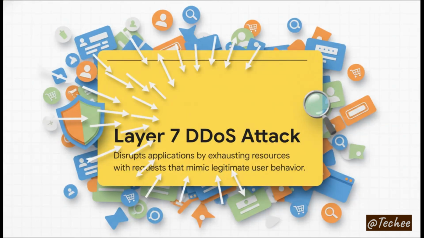And a Layer 7 DDoS attack is especially nasty. Here's why. It's smart. It doesn't just flood the network with junk. It actually mimics real users. It sends thousands of requests that look totally legit, like adding things to a shopping cart over and over, or constantly hitting the search bar. This forces the server to use up all its brain power, its CPU and memory, until it just crashes, making it unavailable for actual real users.